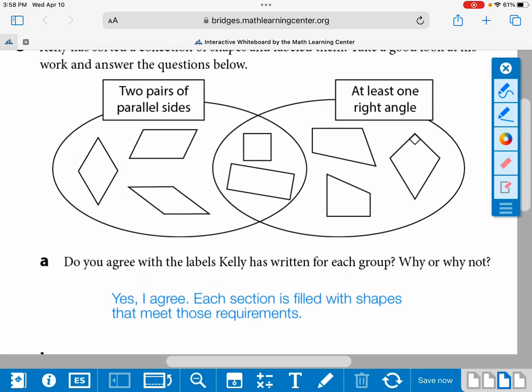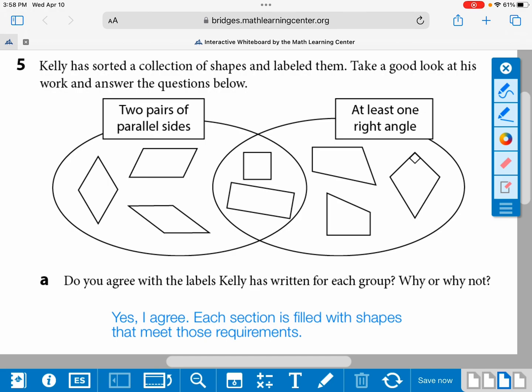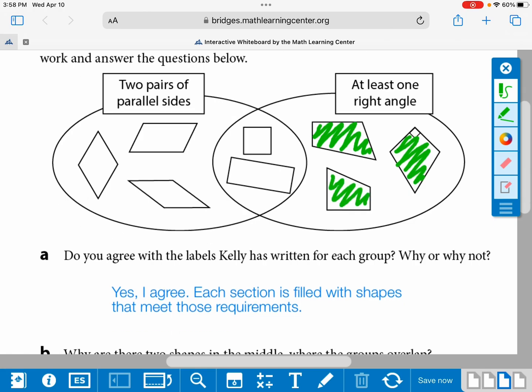So for the definition of a parallelogram, this could be where some kids got messed up. Parallelograms have two pairs of parallel sides. So we need to color every shape green that does not have two pairs of parallel sides. Well, right out of the gate, we cannot include any of these, because it literally tells us there's two pairs of parallel sides. And every shape on this side does not fall into that category. So that's why that is green.